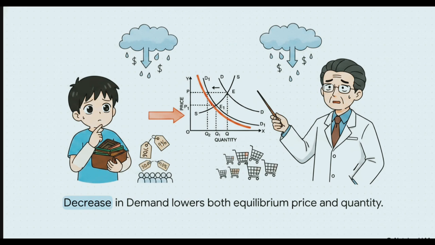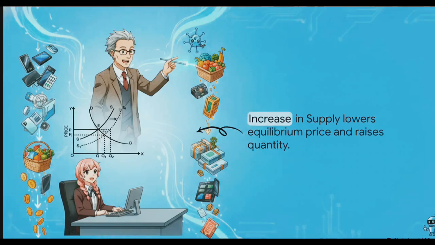Sellers are stuck with all these extra goods, so they're forced to drop their prices down to P1, and the total quantity sold drops to Q1. The market just shrinks. Now let's switch your perspective over to the sellers.